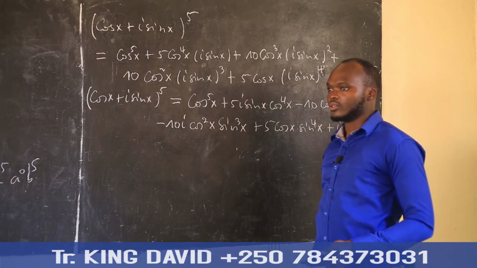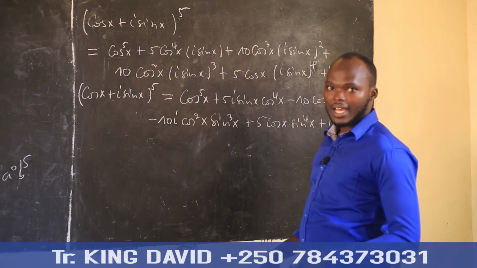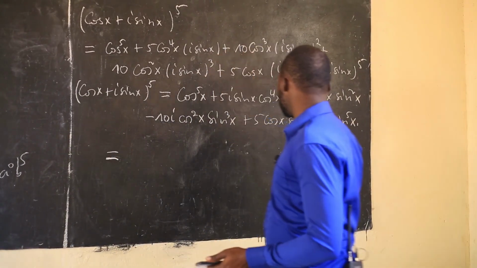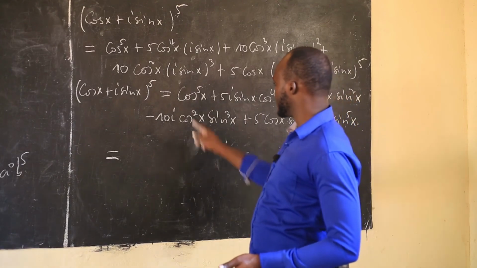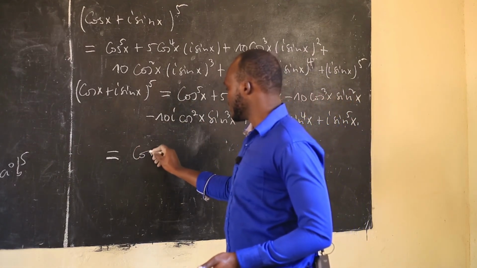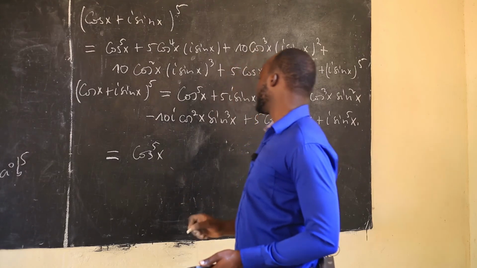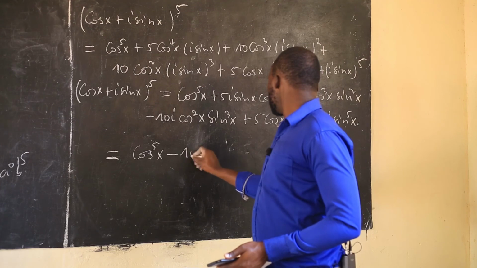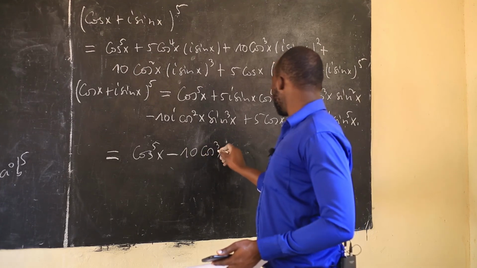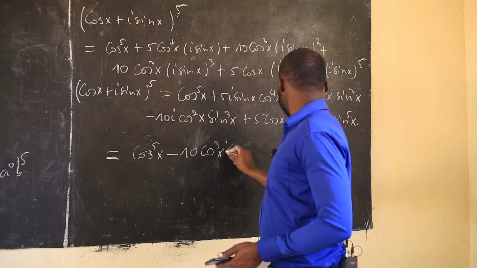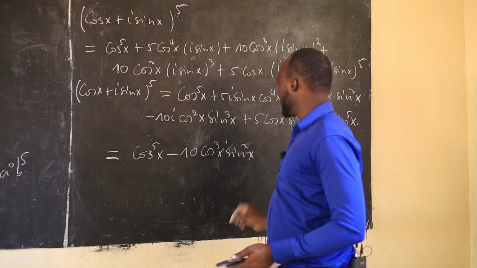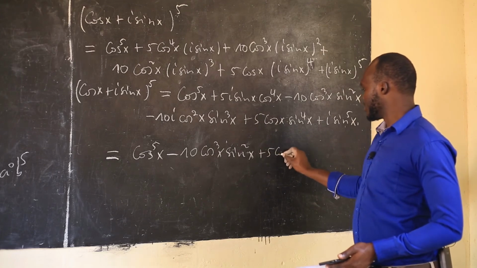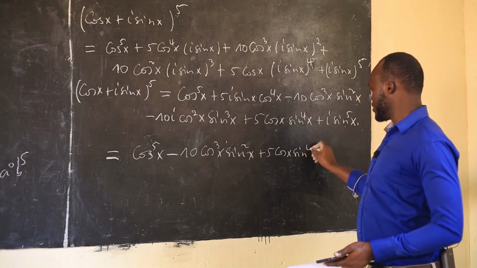So what I'm going to do is group the real part together and the imaginary part together. We're going to see where there is a real part only. We have cos power 5 x. Another real part is minus 10 cos power 3 x sin squared x. Another real part is plus 5 cos x sin power 4 x.